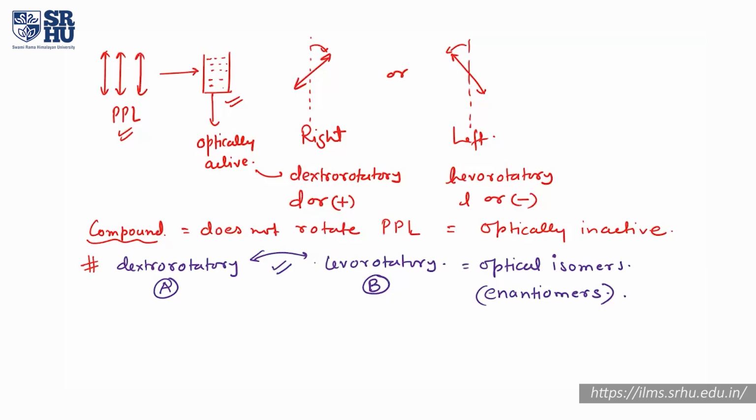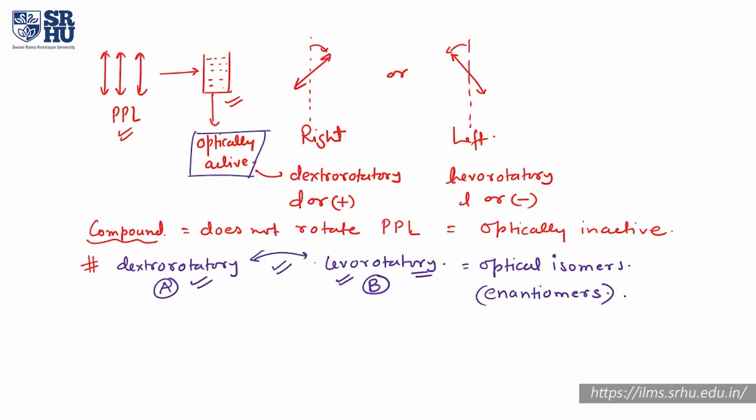Got it? Now, as you can see, an optically active compound can be identified by its ability to rotate plane polarized light towards right or left. Right rotating are known as dextrorotatory and left rotating are known as levorotatory. If there is a compound which is optically active, it will always have its isomer. Means if there is one which is dextrorotatory, there will definitely be another molecule having the same molecular formula, same structural formula, but different orientation in 3D space, which would be levorotatory.